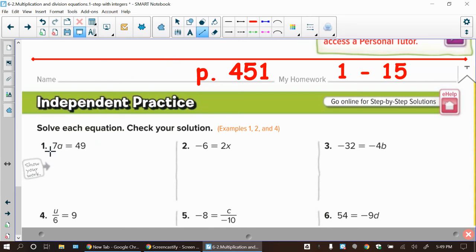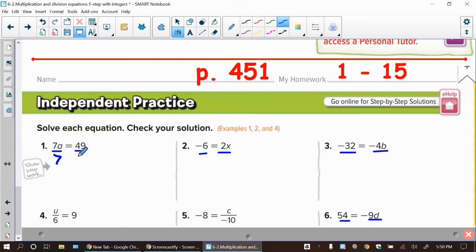So here we have multiplication. So as before, the opposite is division. So if you notice, all of these right here are multiplication. So we know we're going to do division with all of those. We just have to figure out what we're going to divide by as well. Okay, well, what letters with the variable? My variable is A. I'm going to divide by 7.